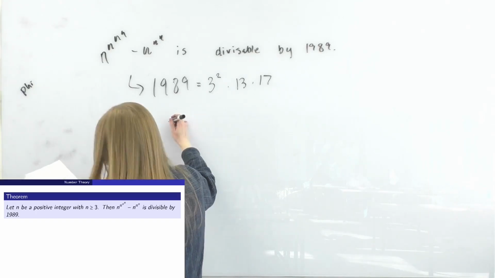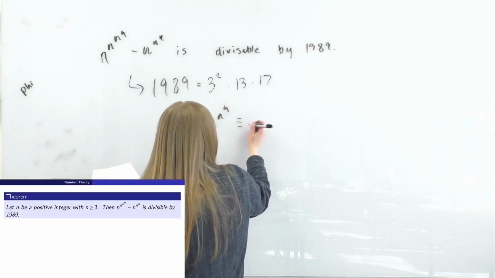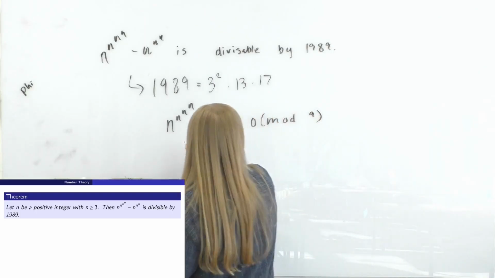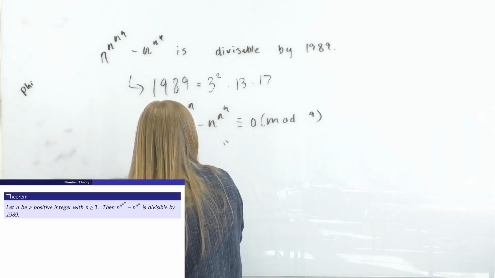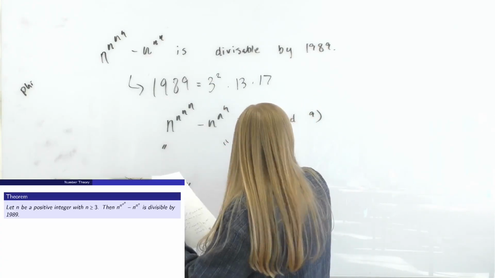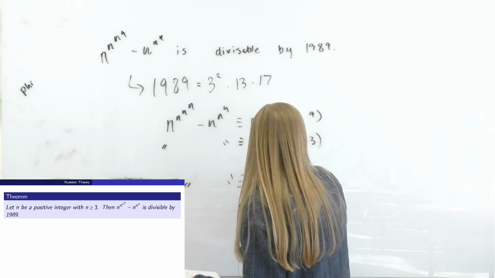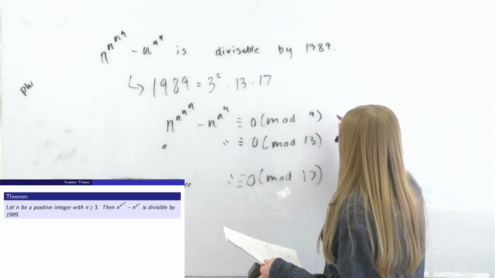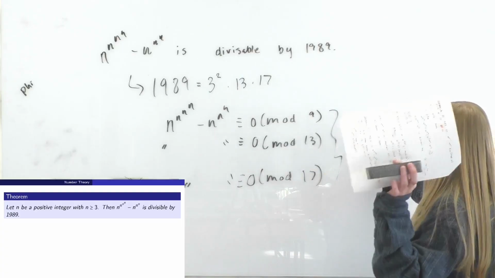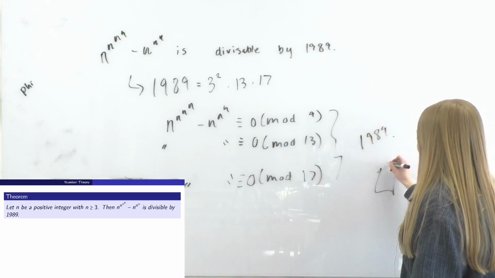Okay, so we get that n to the n to the n to the n minus n to the n to the n is congruent to 0 mod 9. This is just from the lemmas that we've been doing. We're going to put this in quotes because I think we all have had enough of these n's. So we have it is congruent to 0 mod 13, and it's congruent to 0 mod 17. So we know that if we put all these things together, n to the n to the n minus n to the n to the n is divisible by 1989. QED.